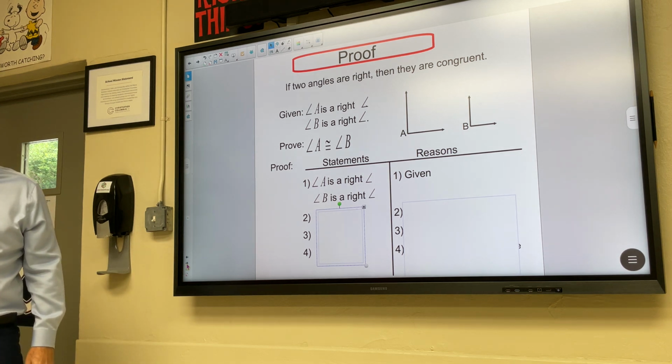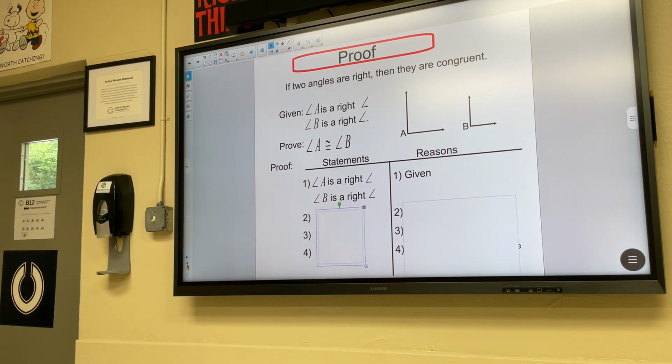Here's our first one. Are you ready? That was kind of like, bah, right in your face, right? So what do we notice first of all?